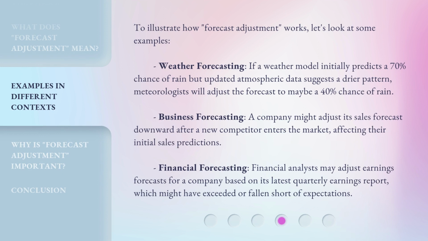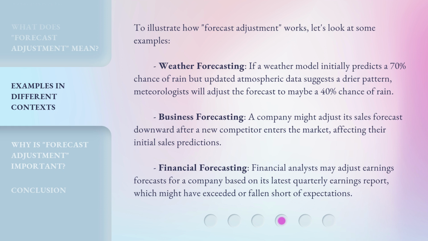To illustrate how forecast adjustment works, let's look at some examples. Weather forecasting. If a weather model initially predicts a 70% chance of rain but updated atmospheric data suggests a drier pattern, meteorologists will adjust the forecast to maybe a 40% chance of rain.